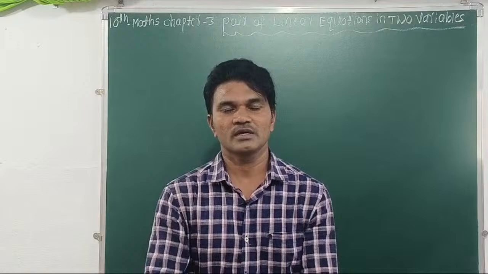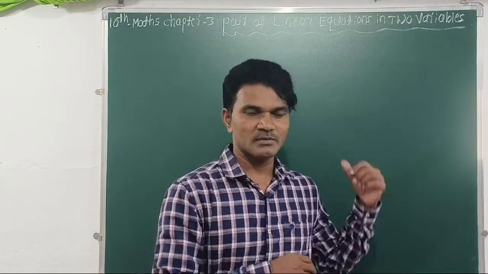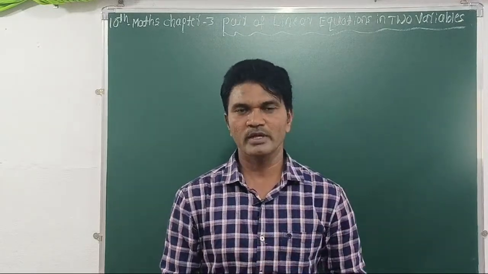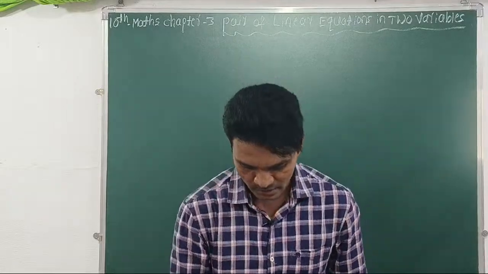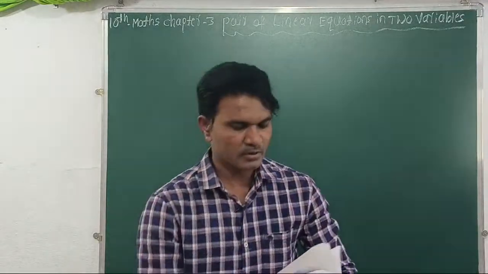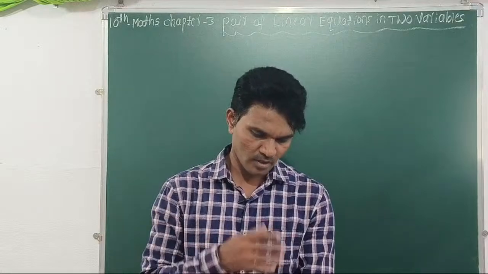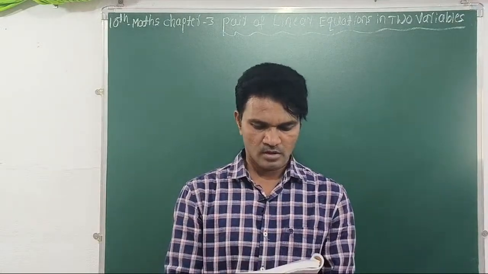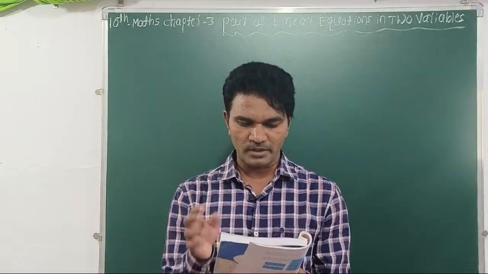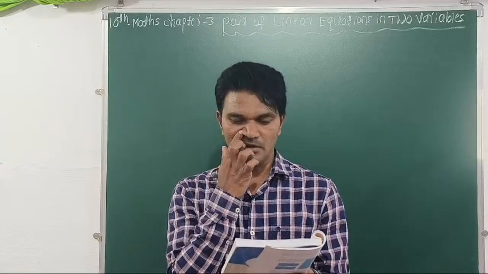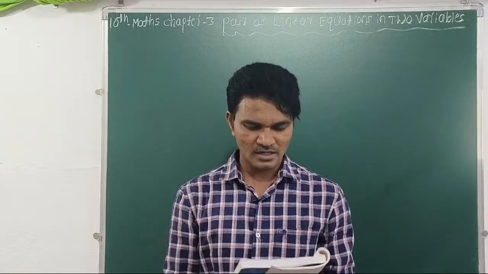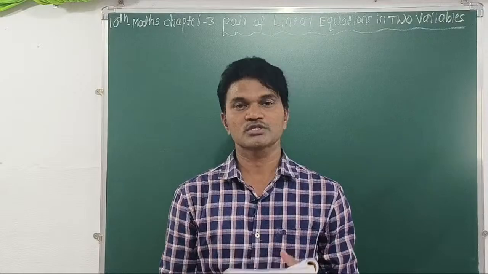Yesterday we were solving the problems of exercise 3.1. Today we are going to continue that part. Fourth main question: which of the following pairs of linear equations are consistent or inconsistent? If consistent, obtain the solution graphically.